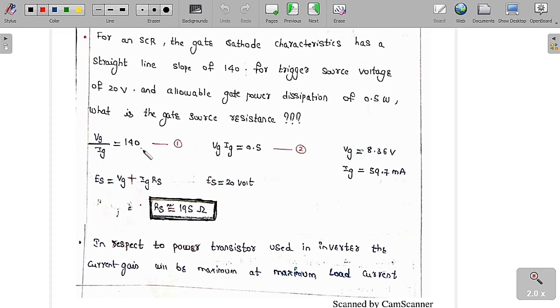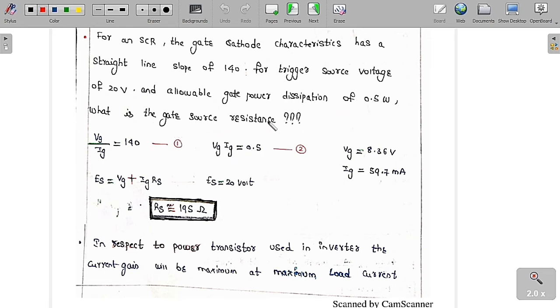It is called the slope, which is 140. They have given the first equation. And for the triggering source voltage Vs, they have given Vs is equal to 20 volts. And the allowable gate power dissipation of 0.5 watt means Vg into Ig is equal to 0.5.